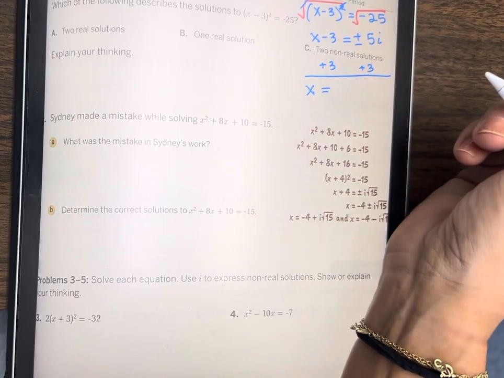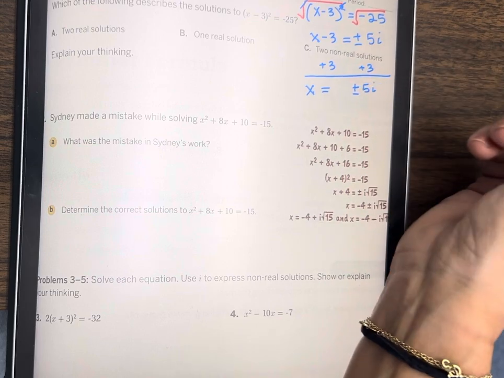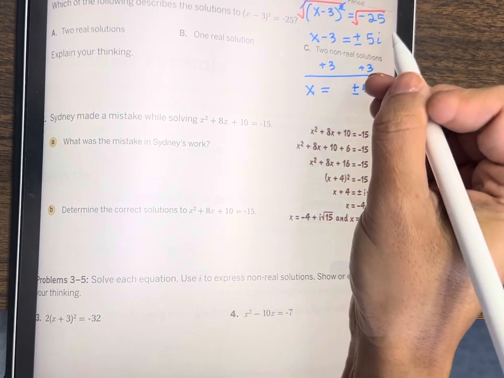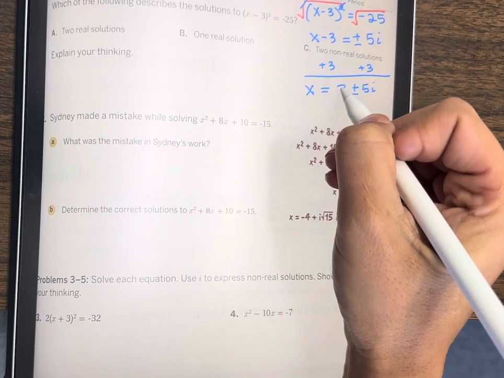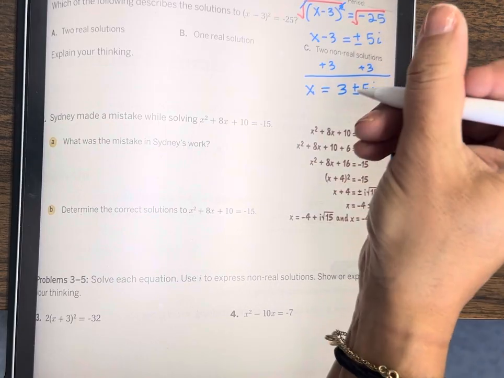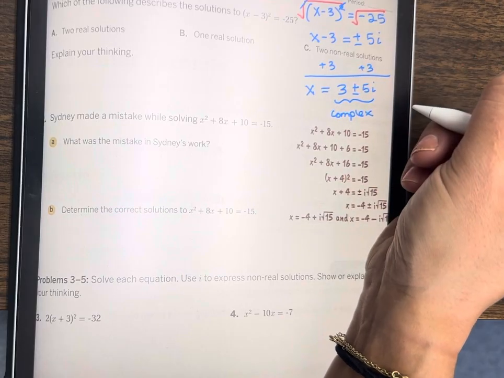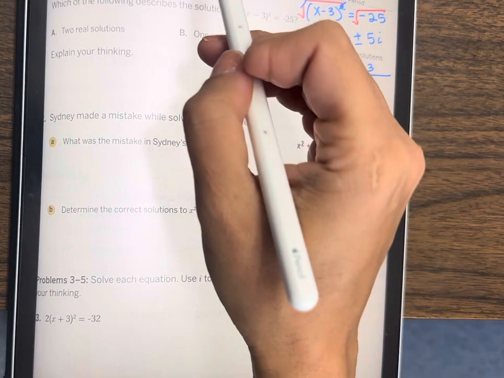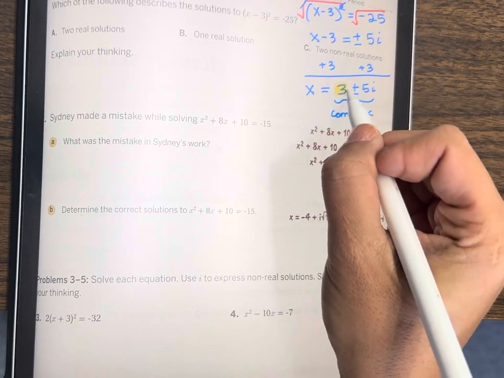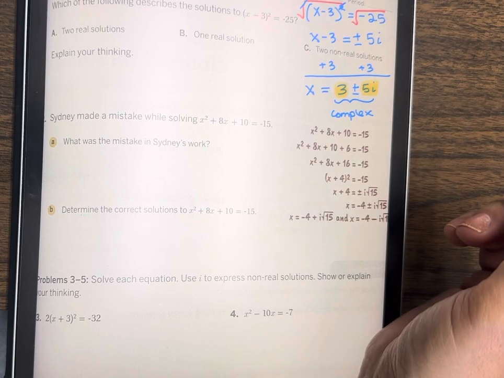So I get x equals, and because I want i to be the absolute last part of my answer, I'm not going to put the plus 3 on this side. I'm going to put the plus 3 in the front. So we've got 3 plus or minus 5i. This is a complex number. It is imaginary, it's not real. But the reason it's called complex is because it has a real component with no i and an imaginary component.